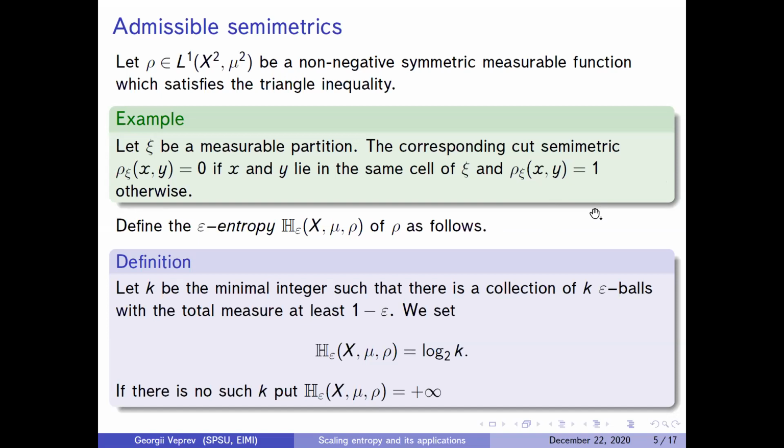Then for any such function, we can define its epsilon entropy for any positive epsilon as the following. Let k be the minimal integer such that we can find a collection of k epsilon balls which have total measure at least one minus epsilon. In this case, we set the epsilon entropy to be the logarithm of k, and if we can't find such k, we put the epsilon entropy to be plus infinity.